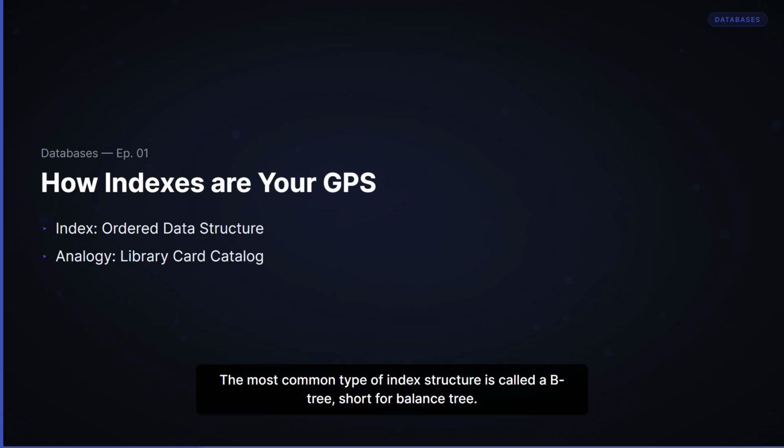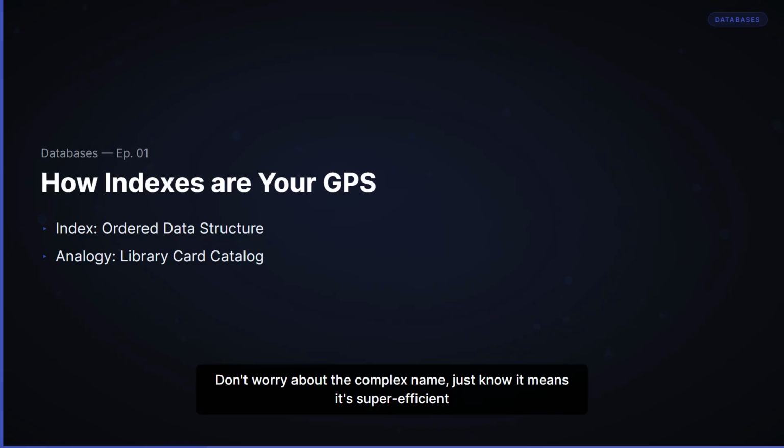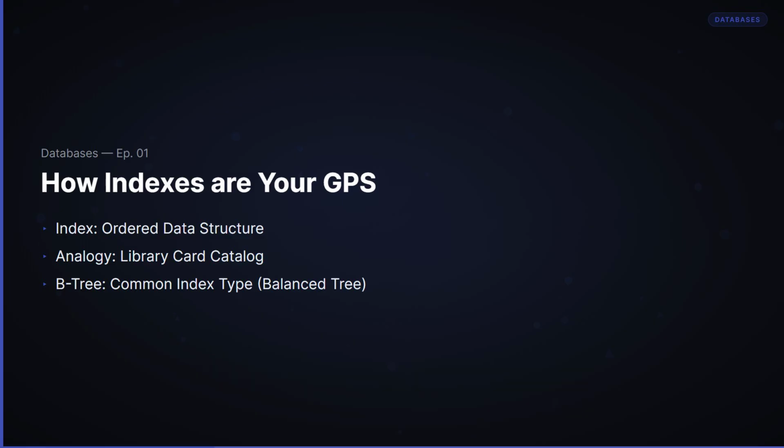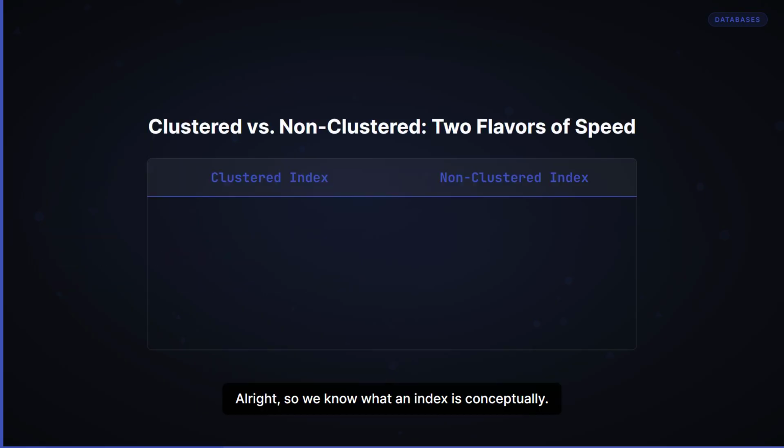The most common type of index structure is called a B-tree, short for balanced tree. Don't worry about the complex name, just know it means it's super efficient at finding things quickly because it keeps the data sorted and structured for rapid searching. Instead of scanning millions of rows, the database can use the index to jump directly to the handful of rows it needs.